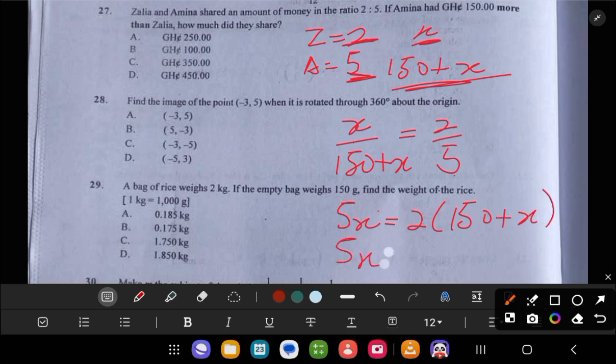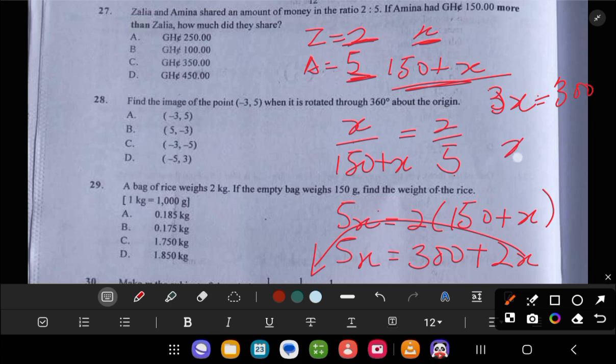So 5x equals 2 times 150 is 300 plus 2x. So when you move this here, it's going to be 5x minus 2x. Yes, 5x minus 2x. So you have 3x equals 300. So x equals 100. The 100 is for Zalia. So how much did they share?